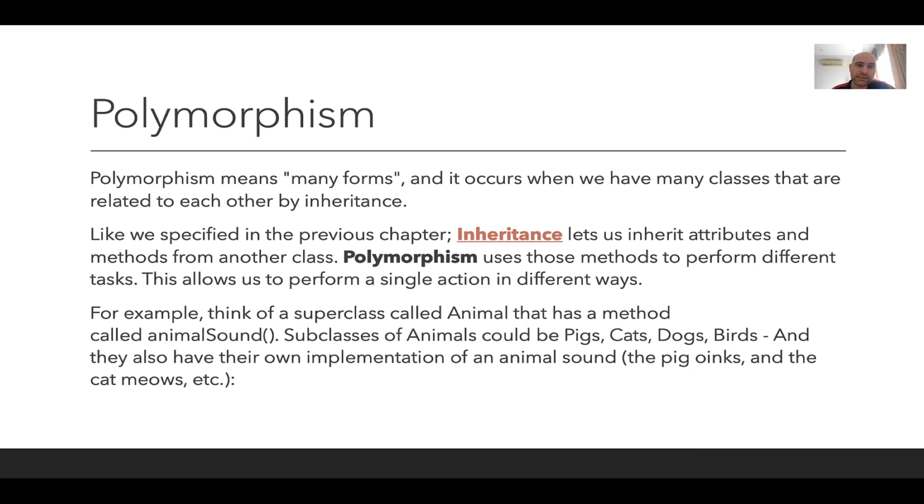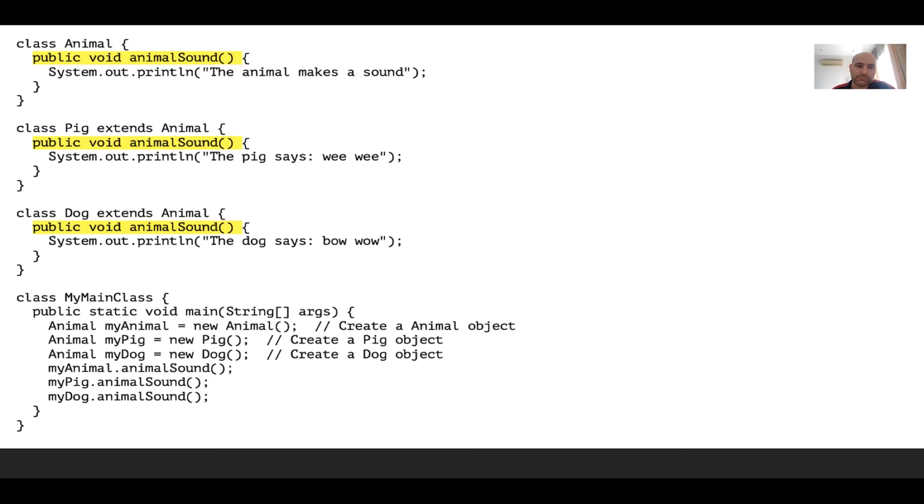Polymorphism is this idea that you can run the same commands and it does slightly different things depending on what the class and the object is. So let's have a look at this. You can see the command here is public void animalSound, and it shows you how it's going to do different things. And when you try it, you will see the pig says wee wee, the dog says bow wow.